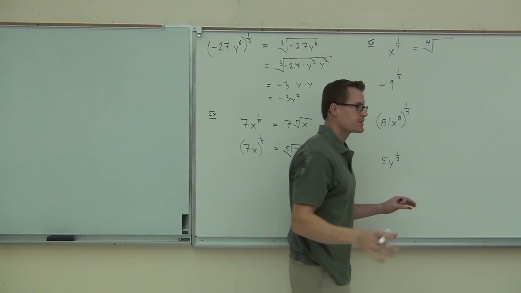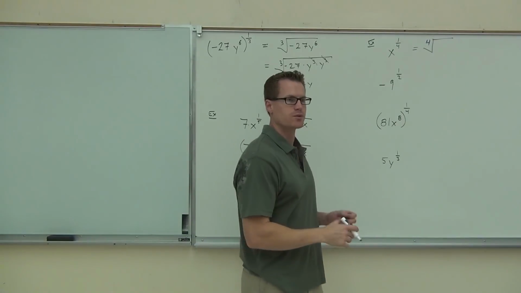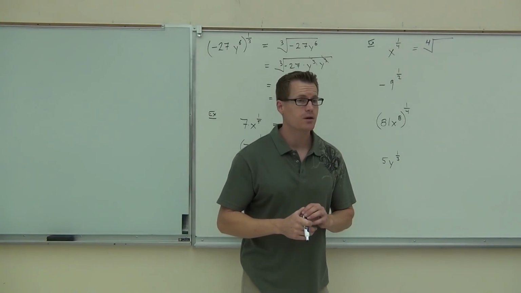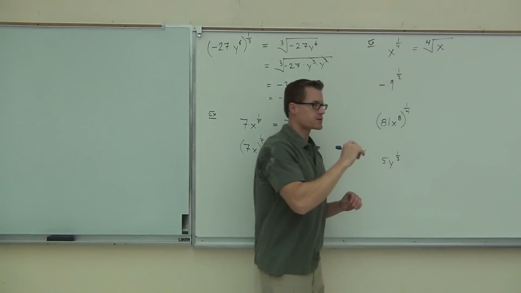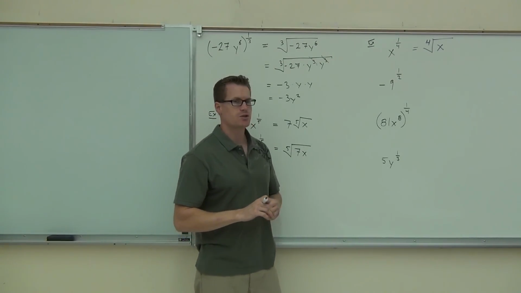You can't forget about that 4. That tells you the type of root, right? You don't want to write square roots all the time. They're not all square roots. What is our radicand here? X to the what power? First power, okay. Did you all get the 4th root of x? Awesome. Next one, we got -9 to the 1/2.